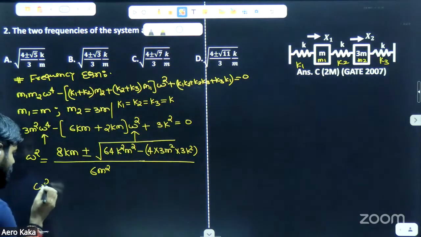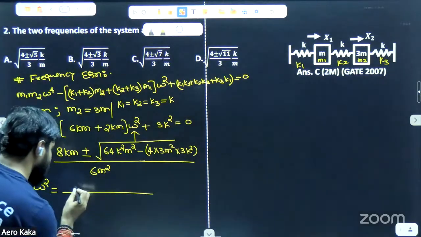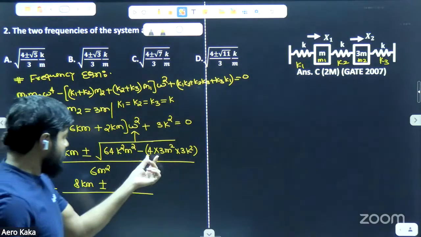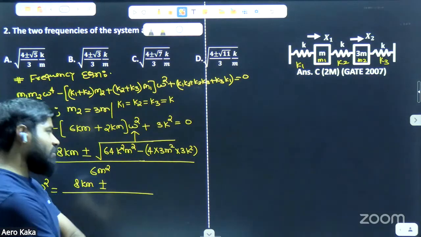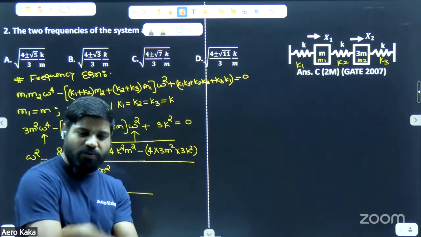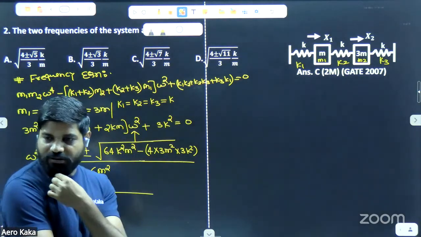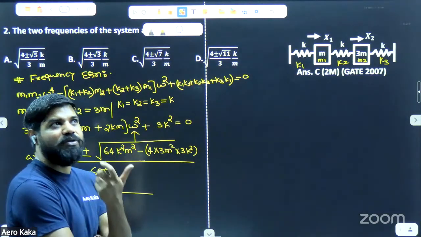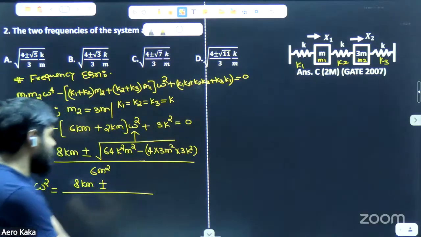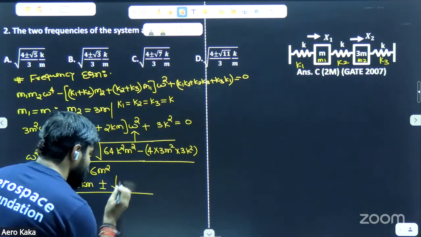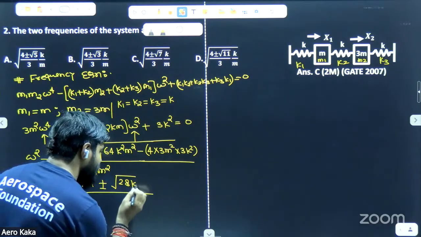So omega square is nothing but you can write 8km plus minus. Just simplify. 4 3s are 12. 12 3s are 36. 64 minus 36, 28. 36 plus 8 is how much? 44 plus 20. Yeah, 28 I'm getting. Are you getting 28? Please verify. Yes, sir. So that's 28 k square m square.